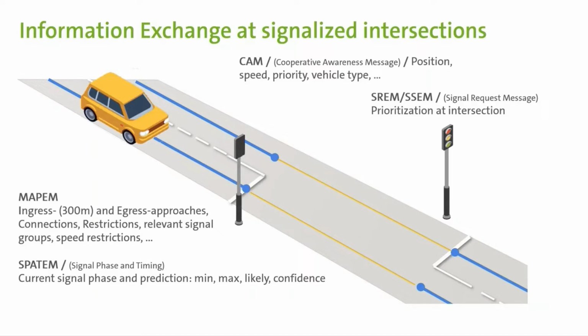This is the reason why there are some more messages coming directly from the infrastructure. The first one, the most important one, is the map message. In the map message, the topology of the intersection is included, which means the ingress and the egress approaches, the connections, the relevant signals, the restrictions, max allowed speeds, and so on. Next to that, or related to that, there's the SPaT message, the signal phase and timing message. So you get the current signal phase, so you can make sure that the automated car can stop at the stop line because it can fully understand the current signal.